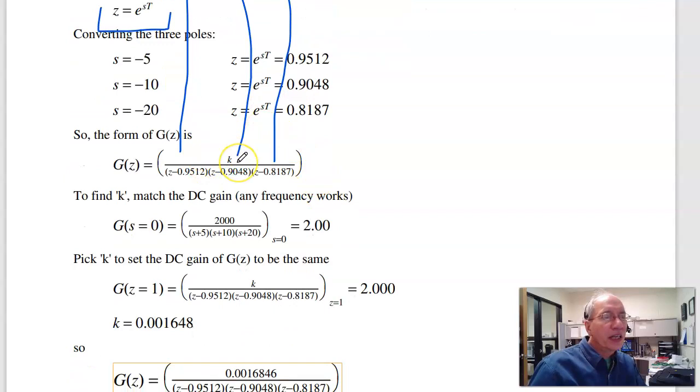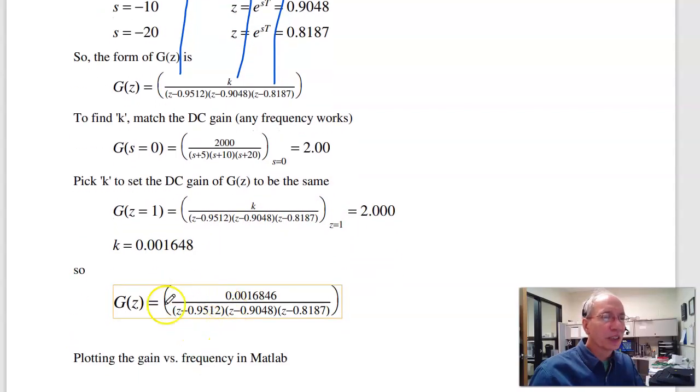To find k, match the gain at some frequency. If I pick DC, the DC gain is 2, so pick k to make the DC gain 2. Again, at DC, s equals 0, z is e to the st, so z is 1. Solve for k to make this match up, and you get k is 0.0016. So there's g of z.